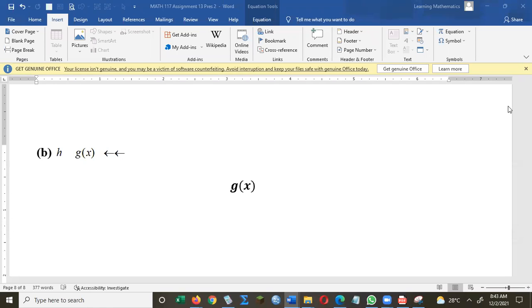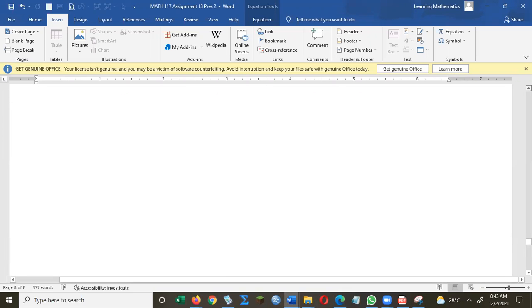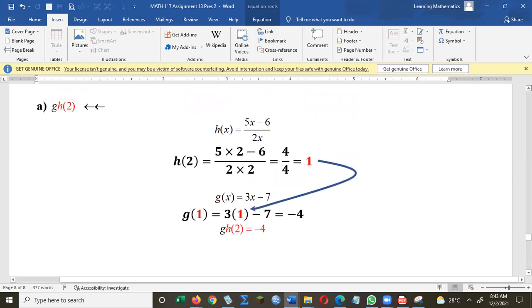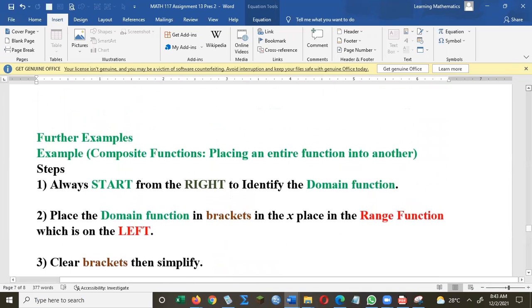So let's go over this again. We are doing part B, and part B says we have to find what is hg of x. Now, just like part A, we have to start on the right. Always start from the right. Bear that in mind. Look at the steps again. Always go back to the steps.